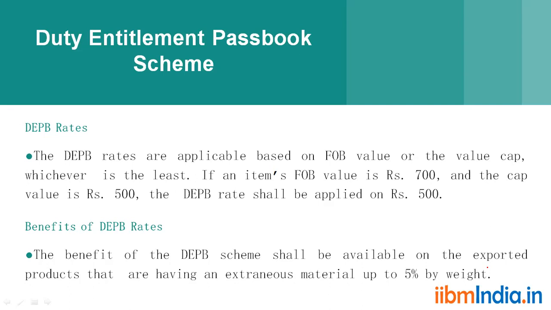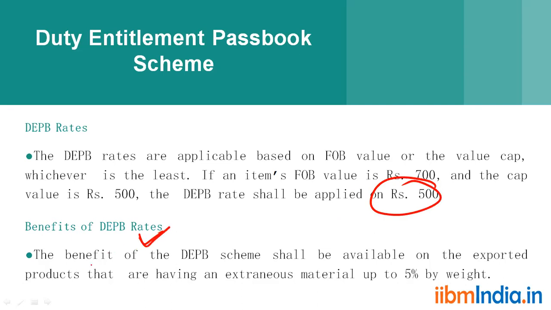So DEPB rates are applicable based on the FOB value or the value cap, whichever is the least. Whichever is least will be the basis for the DEPB rate. If an item's FOB value is 700 rupees and the cap value is 500 rupees, the DEPB rate shall be applied on 500 rupees.